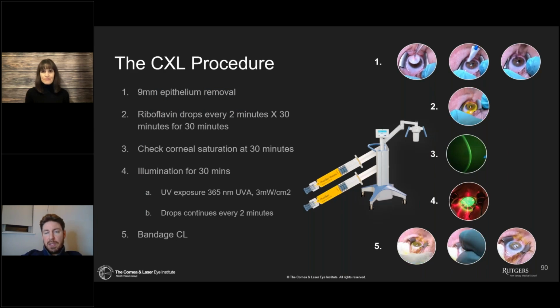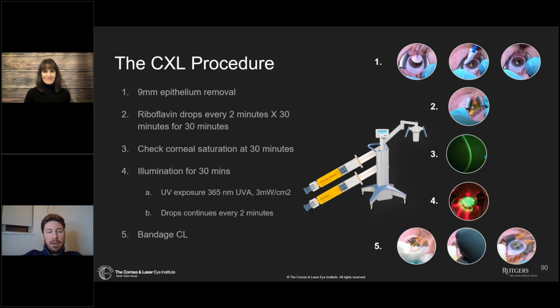Exactly. Basically, once the epithelium is smooth, go for it. The procedure is to remove the epithelium, apply the riboflavin drops for 30 minutes, check that the cornea is fully saturated, then illuminate with the UV light for 30 minutes, continuing your drops throughout that period. Then put your bandage contact lens in after you've rinsed things off, given a little antibiotic and a little steroid, and then you're good to go.